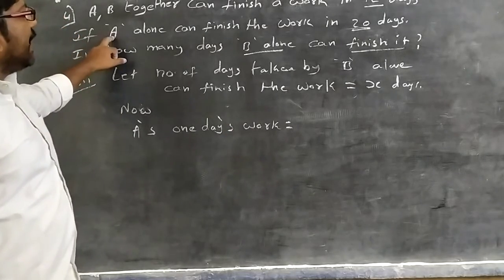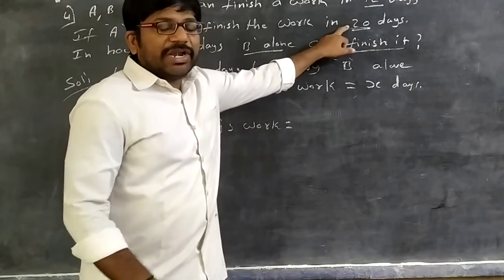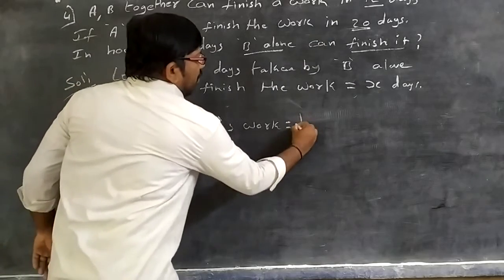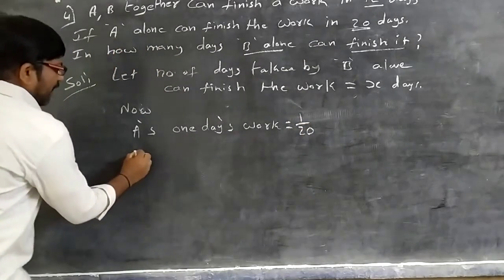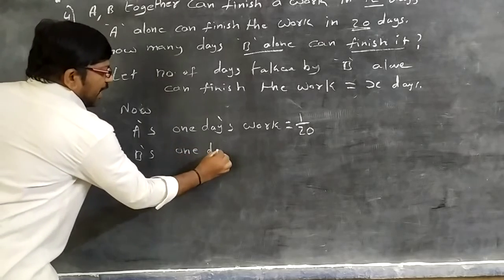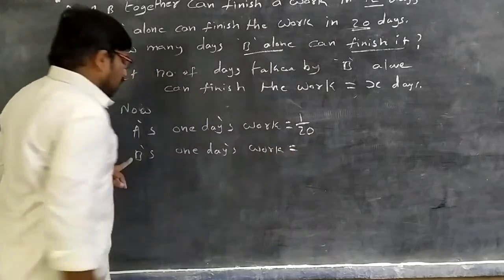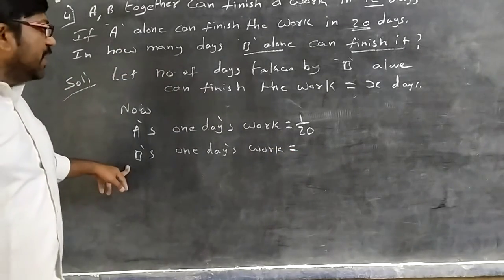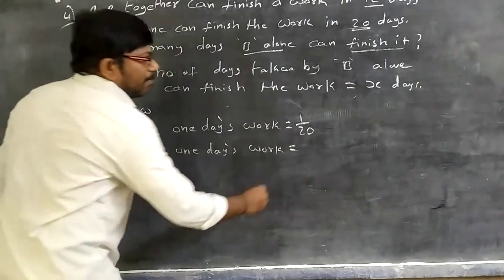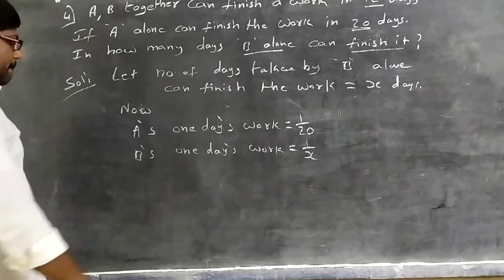So, here given A can complete the work in 20 days. So, A takes 20 days. In 1 day, how much portion of the work does he complete? 1 by 20. In the same way, B's 1 day's work means work done by B in 1 day. So B takes X days. So in 1 day, how much portion will he complete? 1 by X.